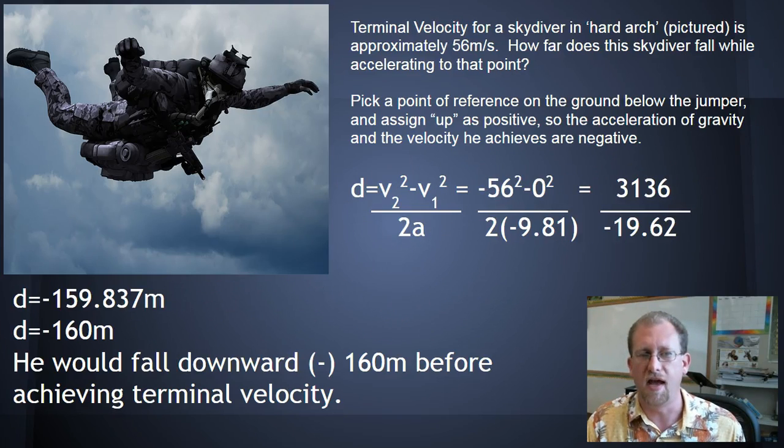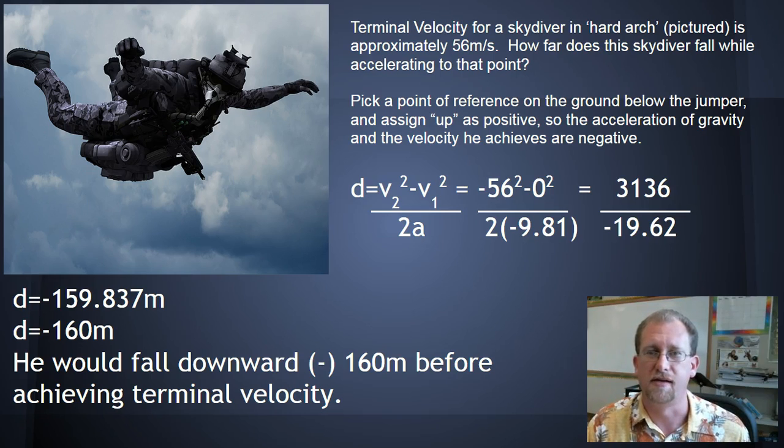Here we have a Navy SEAL in free fall. He's going to fall down and kick some butt and defend our country somewhere, and God bless him. In the meantime, he's falling. Terminal velocity for a skydiver in hard arch. This is the posture that he's in right now. That's called hard arch, as opposed to just tuck and dive, where you can get going faster. But the maximum speed for this is approximately 56 meters per second. That's really fast. How far does the skydiver fall while accelerating to that point?